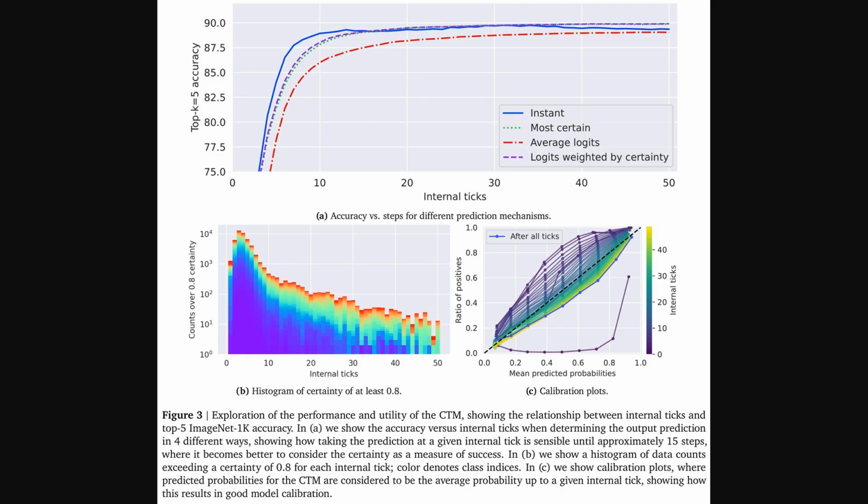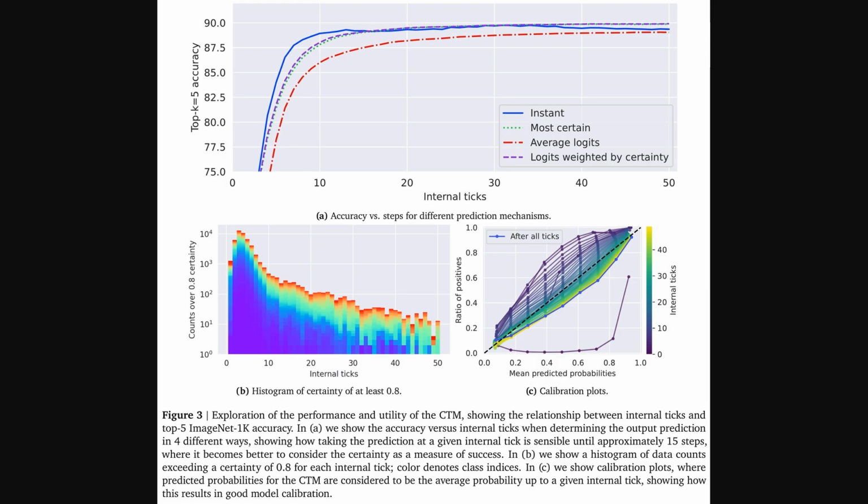Then panel B is a histogram showing how many data points achieve a certainty of at least 0.8 at each internal tick. This really illustrates that adaptive compute capability we talked about. Some instances get high certainty quickly, while others take more thought steps.